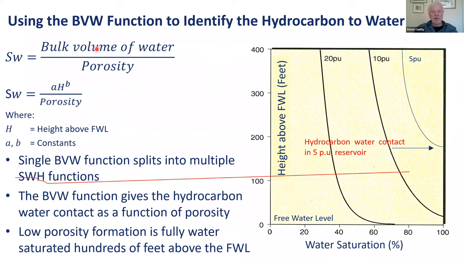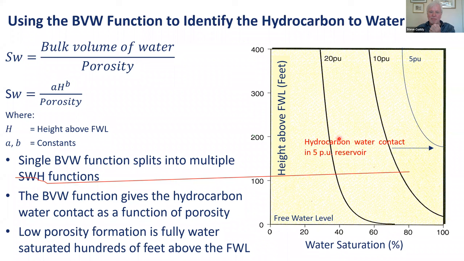Now we're working in BVW space, as I explained. To get SW, you will just have to divide by porosity because BVW is a product of SW and porosity. So this is the relationship here. Now we get something very interesting if we actually divide our function by porosity. Instead of getting a single function like this, we get various functions for different porosities. So this is the function for 20 porosity units by dividing by 20. When we divide by 10, we get this function. And when we divide by 5, we get this function. So it splits into separate SW functions, as we expect.